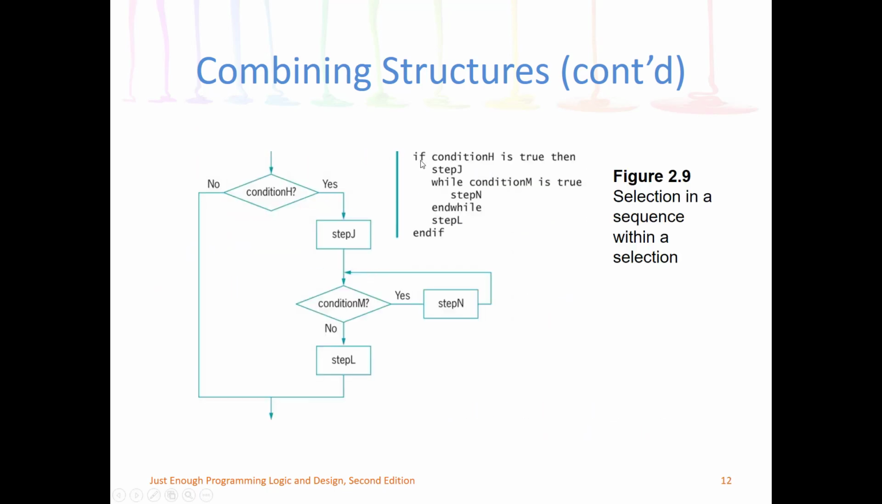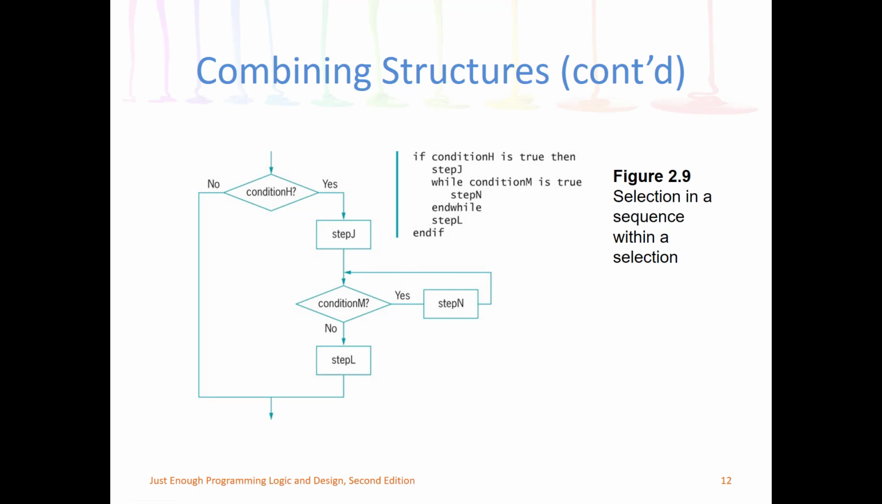All right, here we go. Here's your outermost structure is an if, a decision. If condition H is true, then do step J. There's step J. So it flows this way. And here's a while loop. So you're going to do this loop while some condition is true. Now, on the other hand, you can also loop while condition is false.